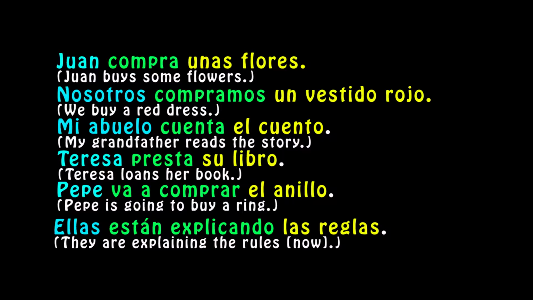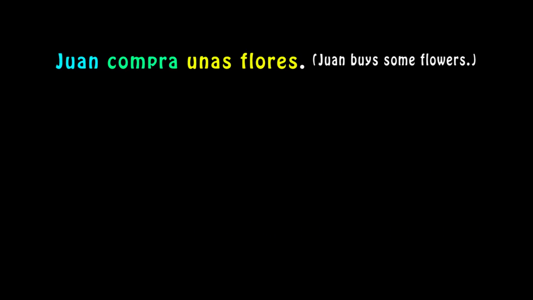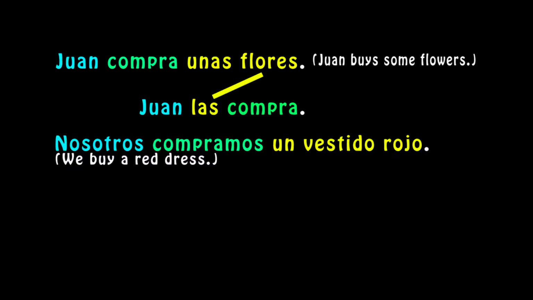So now that we know what we are talking about, meaning the direct object, we can change them with a direct object pronoun such as me, te, lo, la, nos, os, los, and las. So let's begin changing the direct object in these sentences with the direct object pronouns. Let's begin. Juan compra unas flores. Juan buys some flowers. Now, look how the unas flores becomes las. Juan las compra.